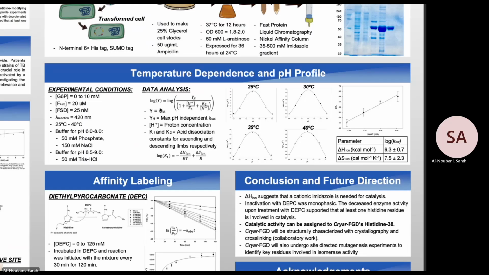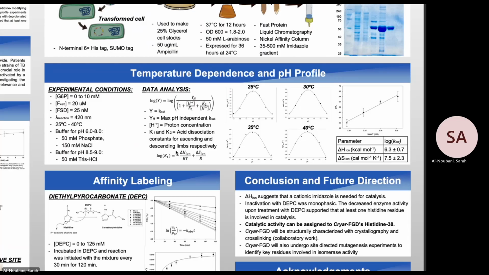Plotting the logarithm of kcat versus pH for each group temperature yields a bell-shaped curve. This bell-shaped curve tells us that there's an acid-base catalysis occurring, and the parameter K1 will be extracted from the fitted data. K1 will be the acid dissociation constant of whatever is acting as the active site base.